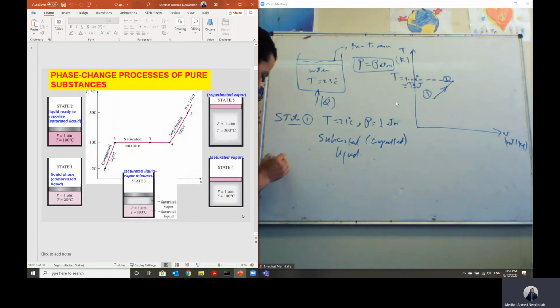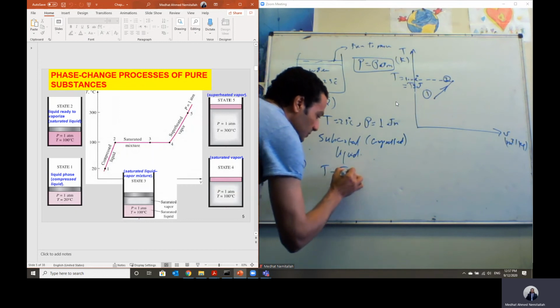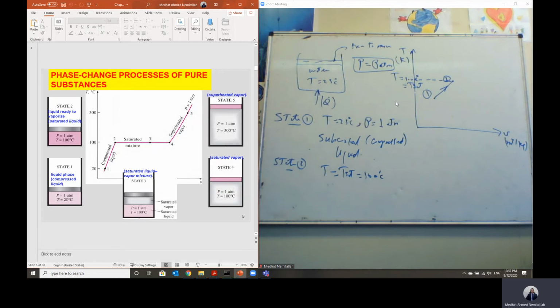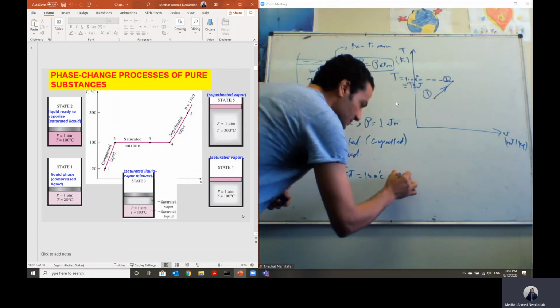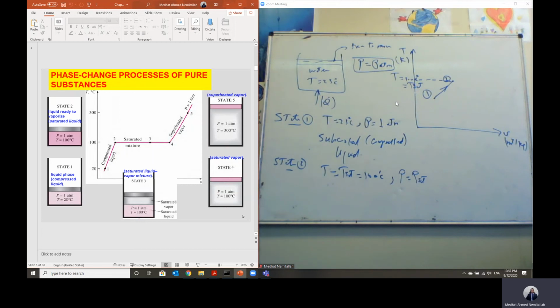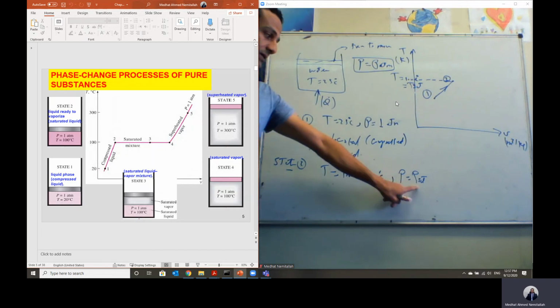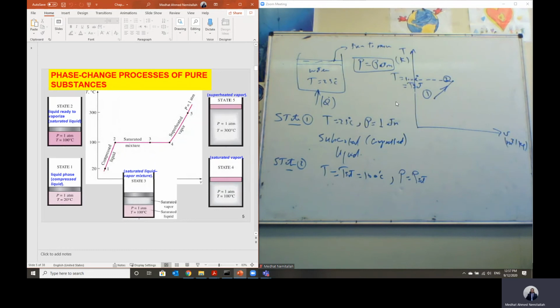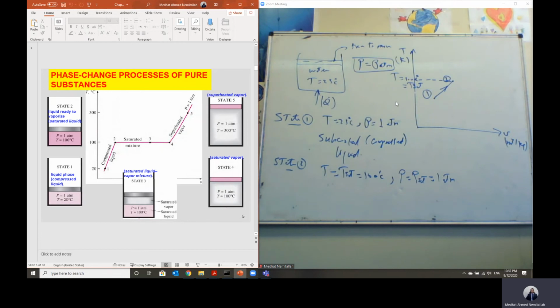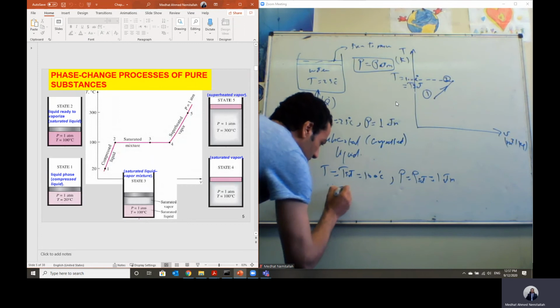At point number 2, or state number 2, the temperature is what we call Tsat, the saturation temperature, which in this case equals 100 degrees C. And the pressure, which is 1 atmosphere, we call the saturation pressure, which is the pressure at which we have phase change at a given temperature. Okay, so this is called the saturation pressure, which is fixed in this case, equal to 1 atmosphere. Okay, and the state of the water in this case is called saturated liquid.